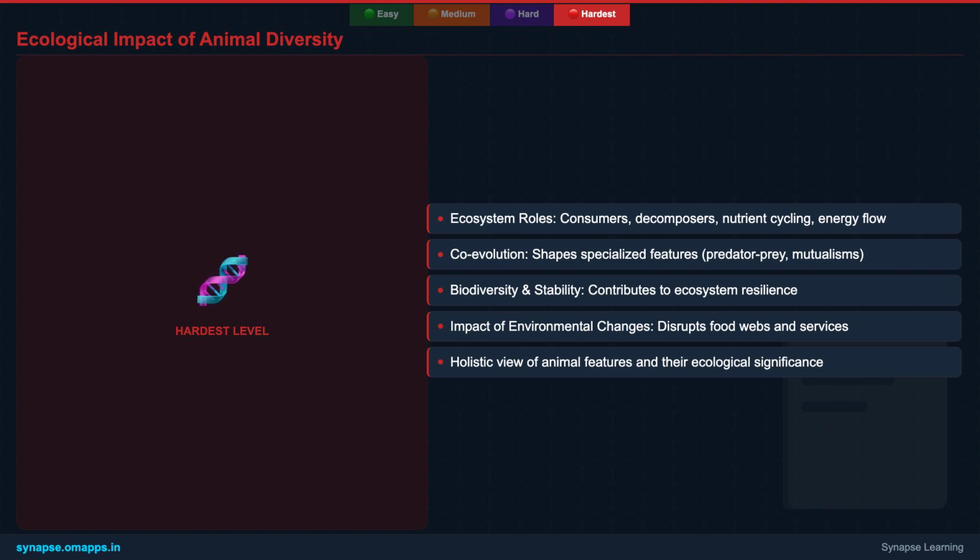Understanding their salient features helps us appreciate their intricate ecological roles and the profound impact of environmental changes on these complex webs of life. This holistic view completes our journey through the animal kingdom's features.